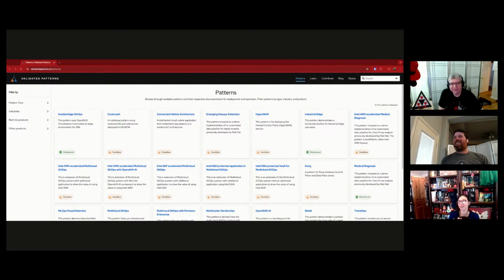This is terrible. So there were a couple of patterns that I found interesting, one of which was the multi-cluster DevSecOps pattern. And one thing I noticed is we didn't talk about pattern states. There are a few. And then second, what is your favorite pattern?